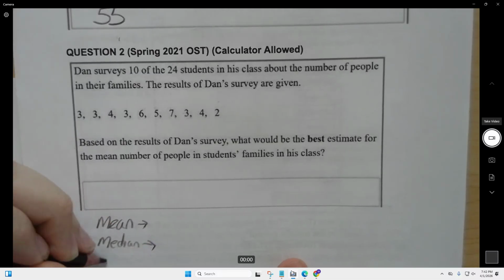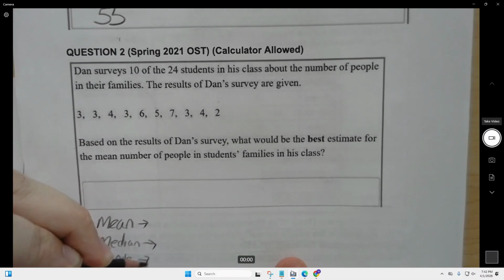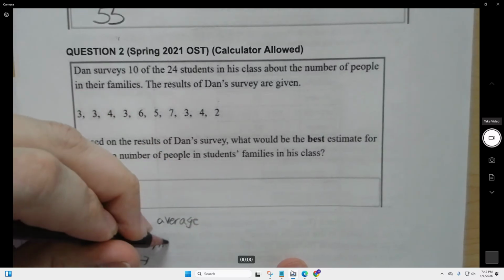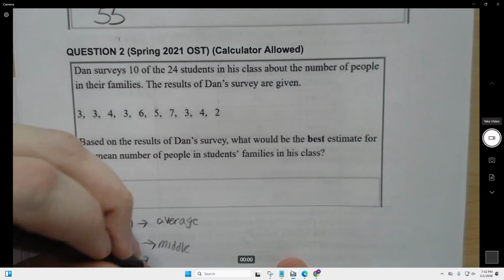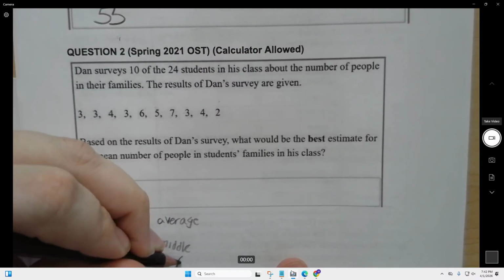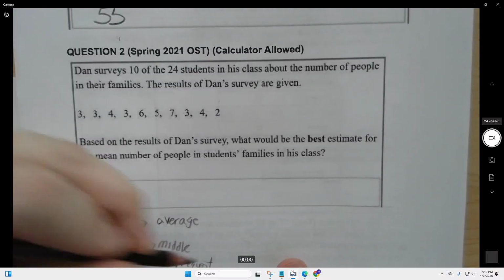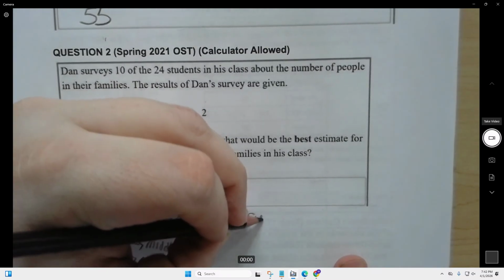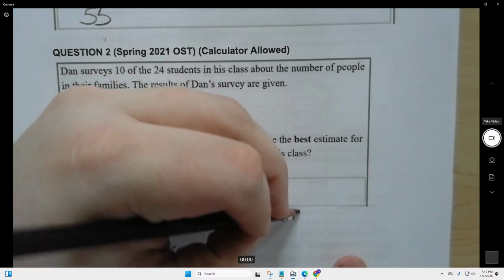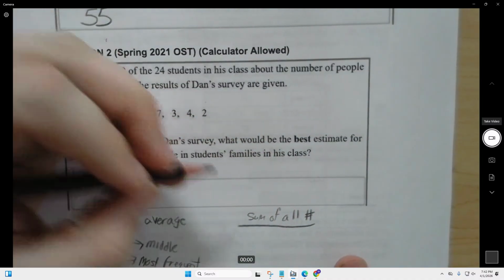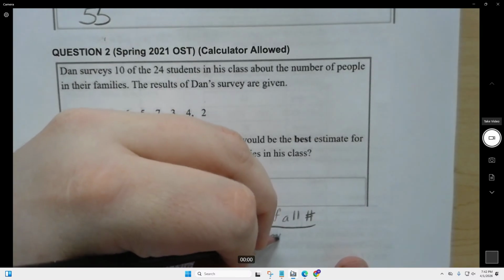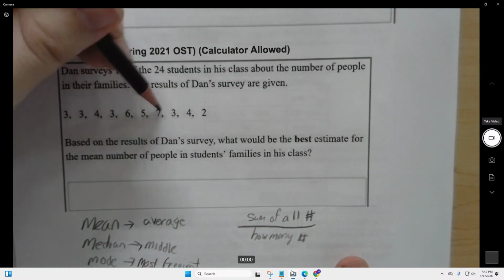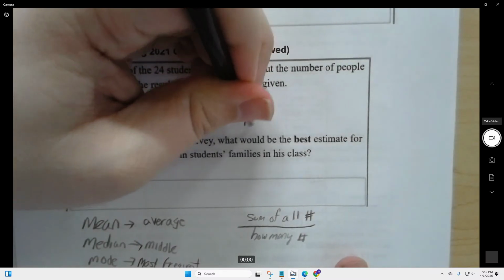These three are always talked about together. Okay? The mean represents the average. The median represents the middle. And the mode represents the most frequent. So, to find the mean, you need to take the sum of all the numbers and divide that by how many numbers there are. So here, there are 1, 2, 3, 4, 5, 6, 7, 8, 9, 10 numbers. So whatever we get, we're going to divide by 10.